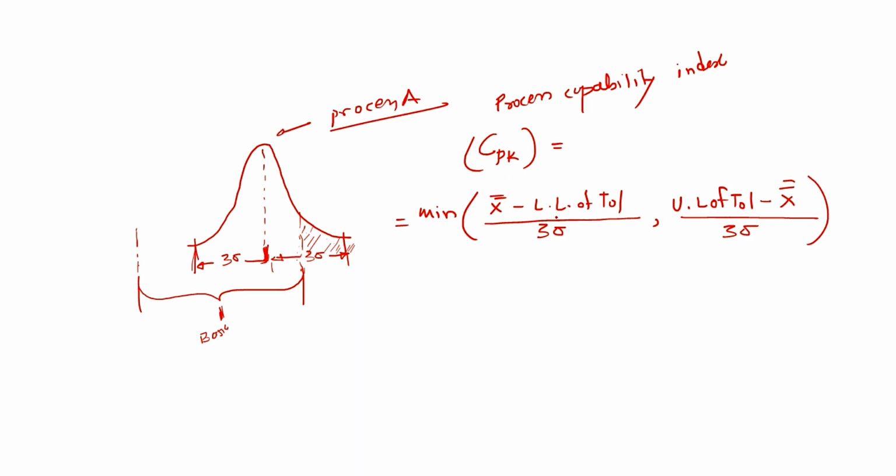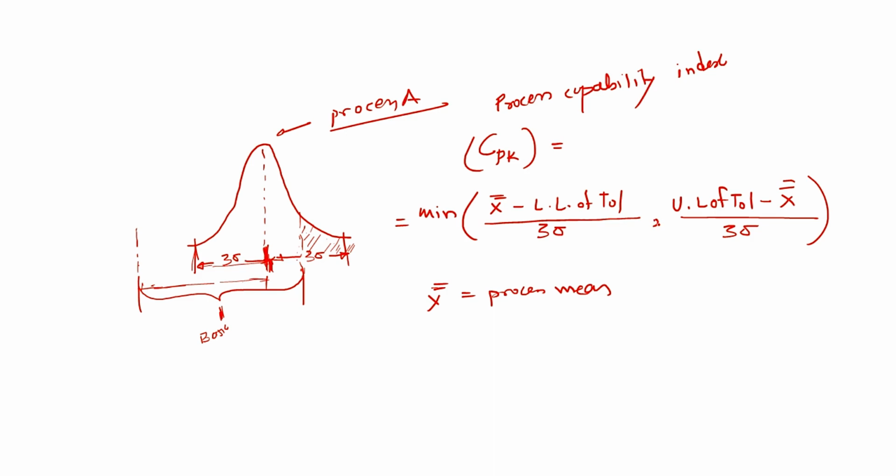Cpk is nothing but the minimum of these two ratios, where x bar is the process mean. Process mean means this is the x bar value. We will try to relate this formula on the diagram. The formula says minimum of x bar, this value, minus the lower limit of tolerance, this value, this much difference, divided by 3 sigma, this much length. So this distance divided by this, we will get a number certainly higher than 1, which is a good indication.